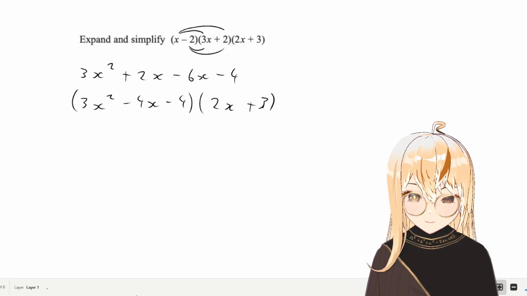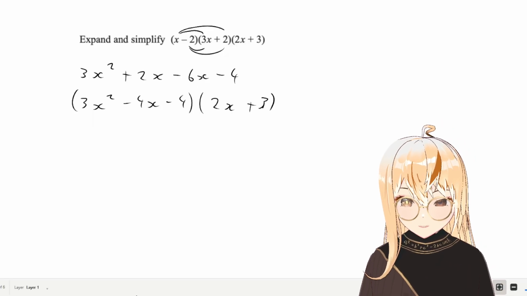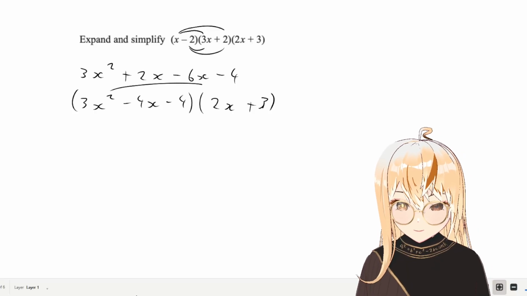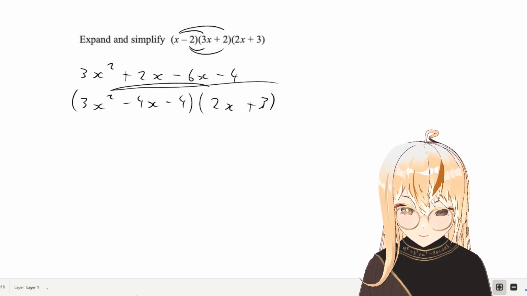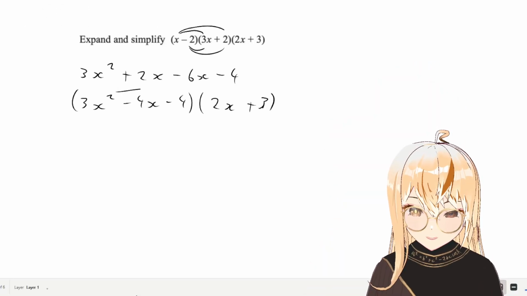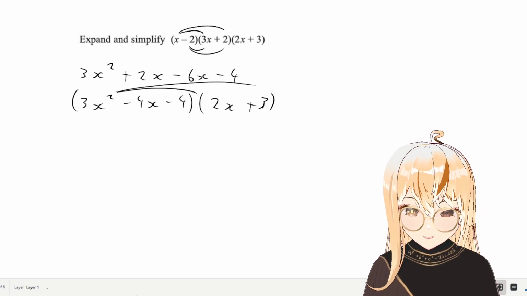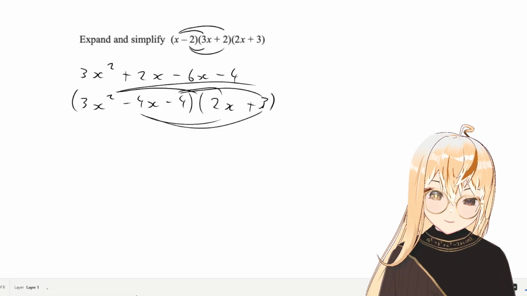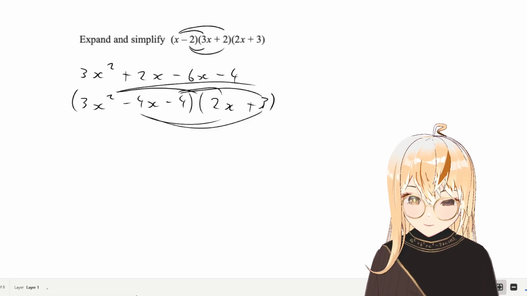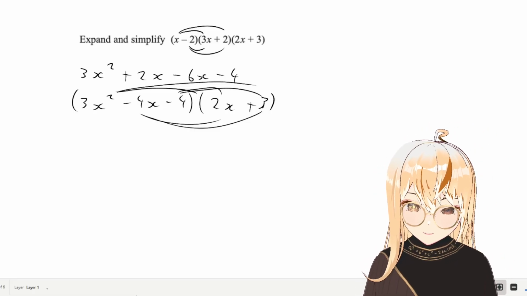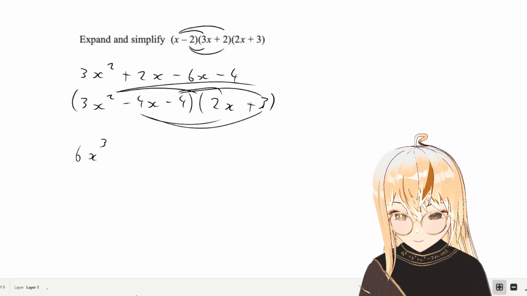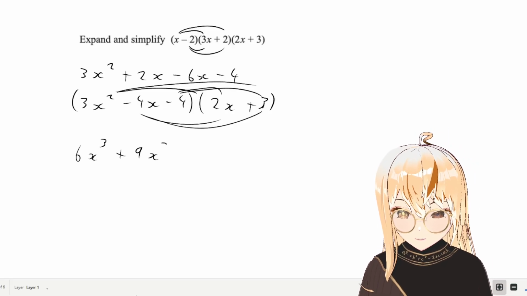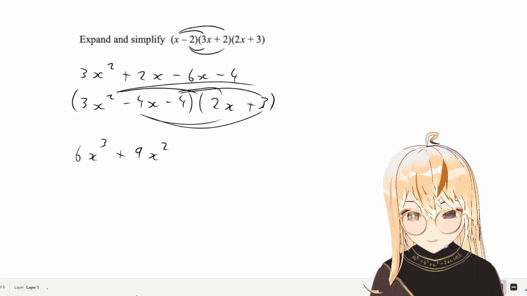So we just expand the double brackets, but now we have 3 terms in one of them instead of 2. So we would go like this, this. Okay, no, that was terrible. This, this, this, this, this, and this. Yeah, there's a lot of lines, but I think you get 3x squared times 2x, 6x cubed. 3x squared times 3 is 9x squared. Then we move on to minus 4x.